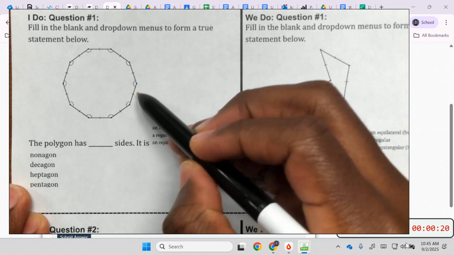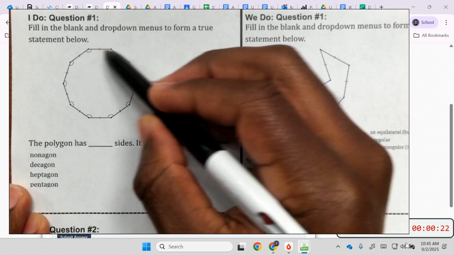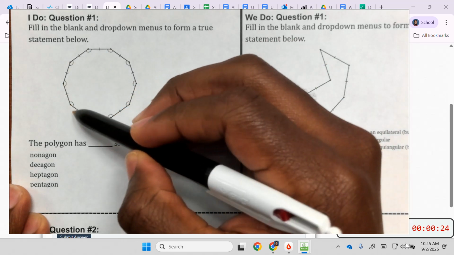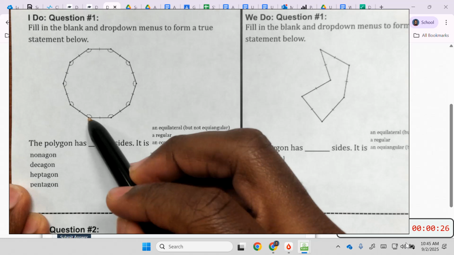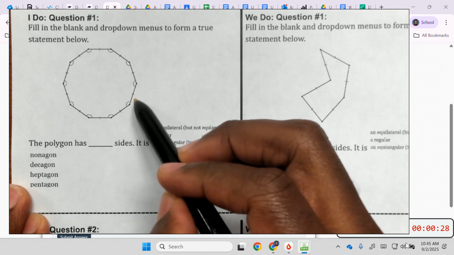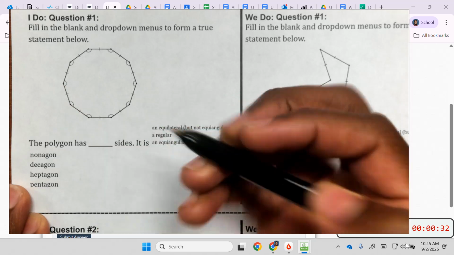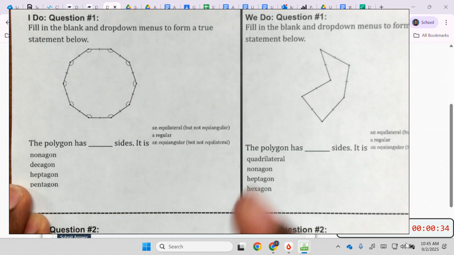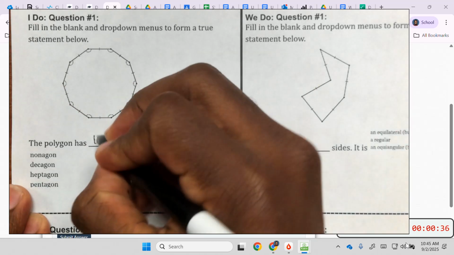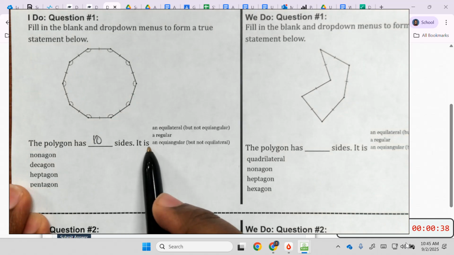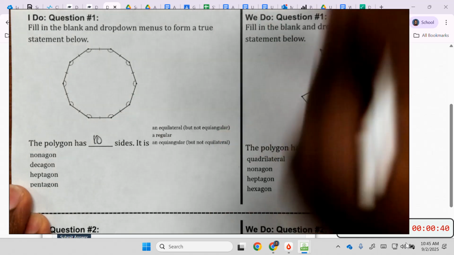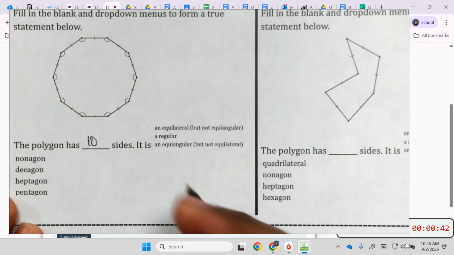So this has 1, 2, 3, 4, 5, 6, 7, 8, 9, 10 sides. So it has 10 sides. Here we see some verbiage that you might need to know the definitions for.